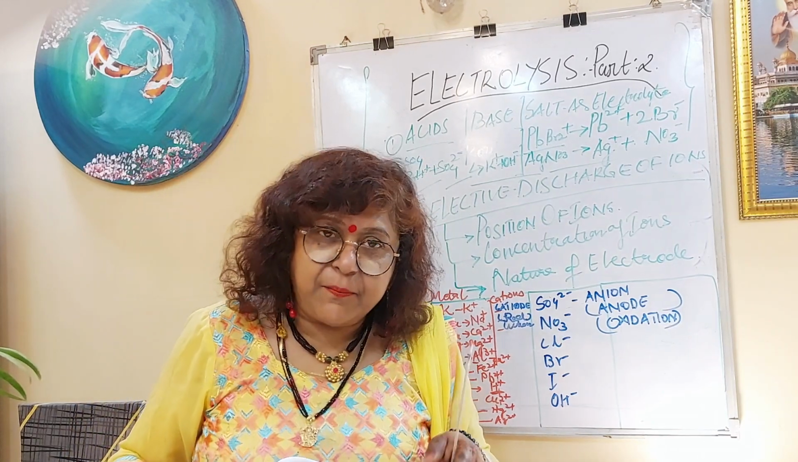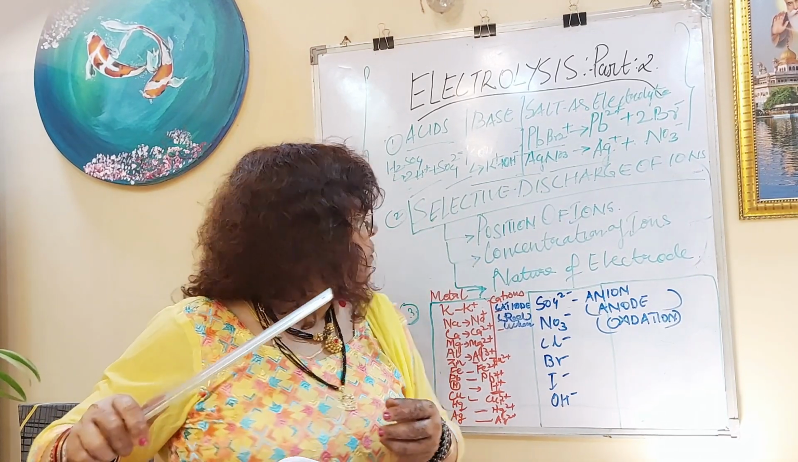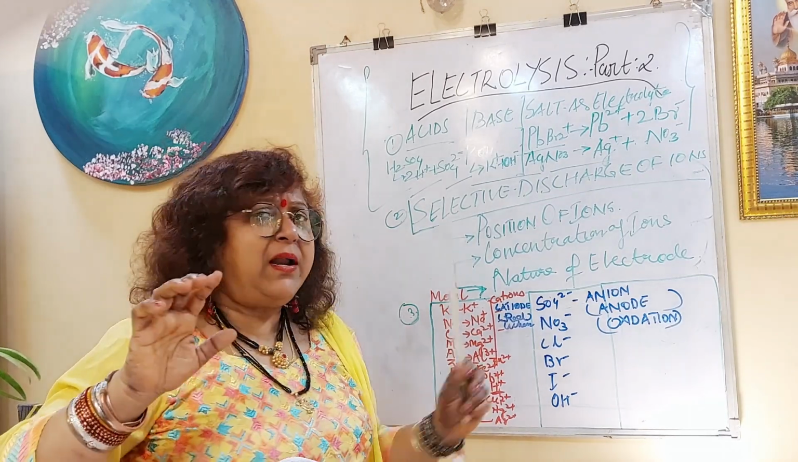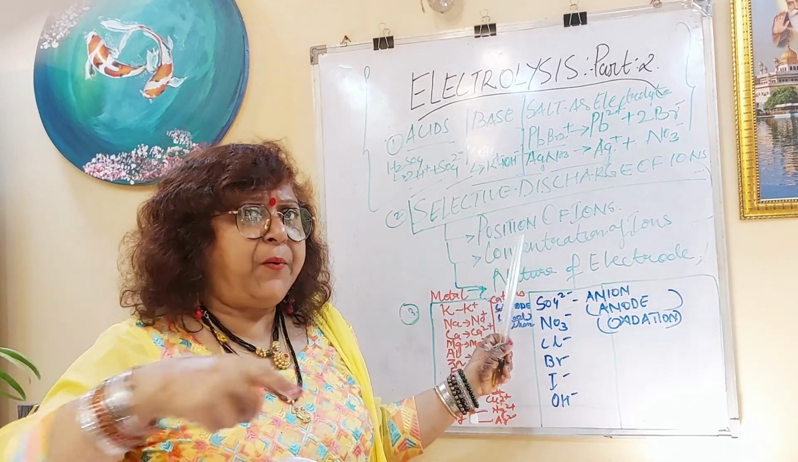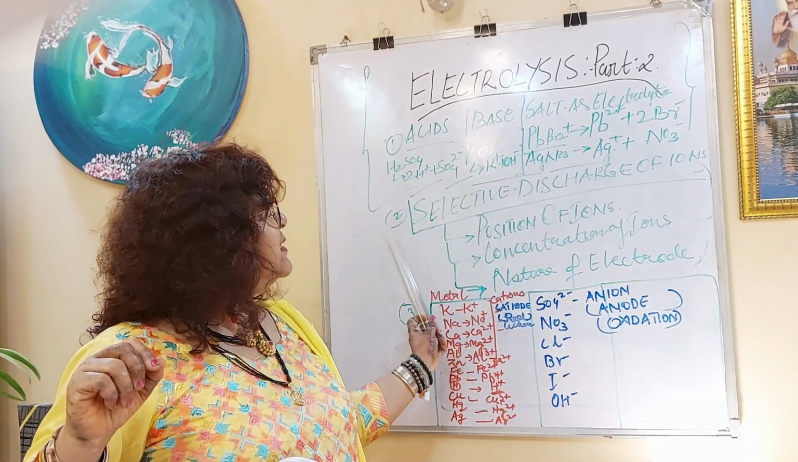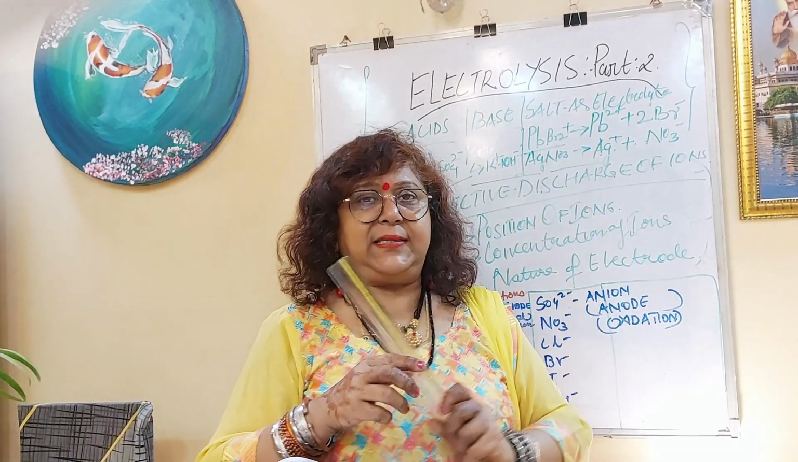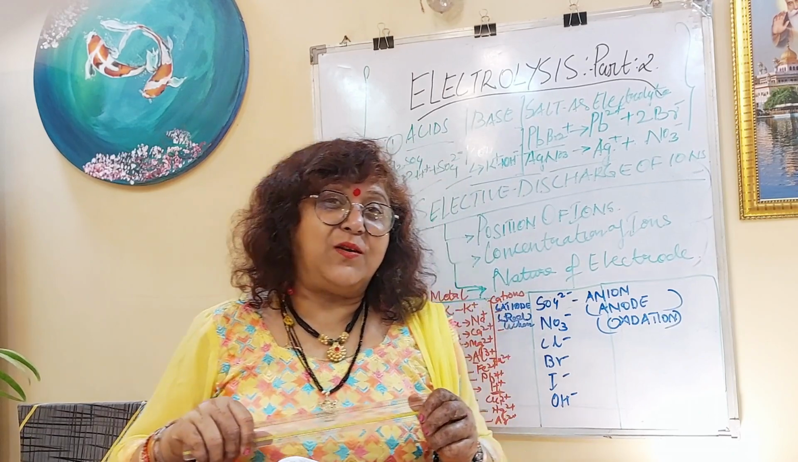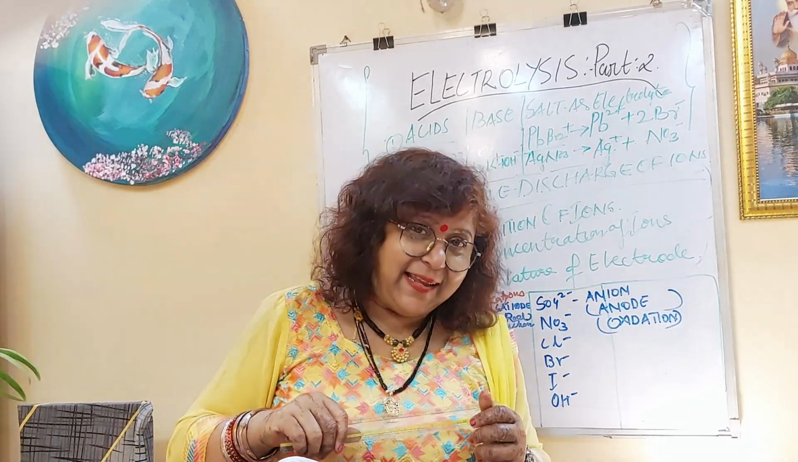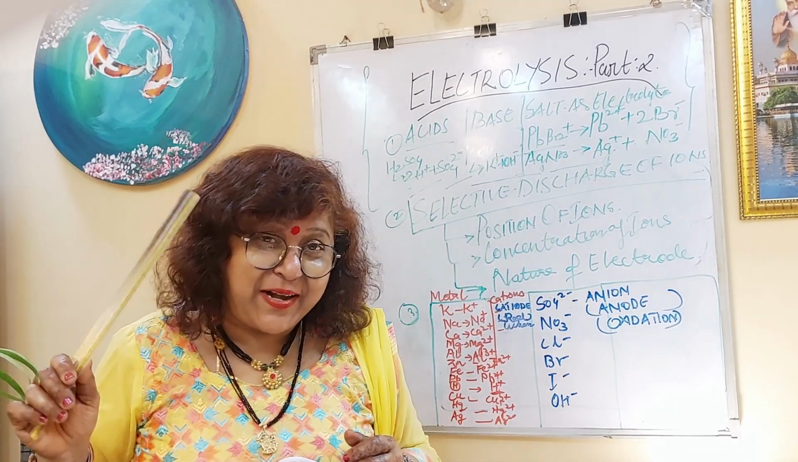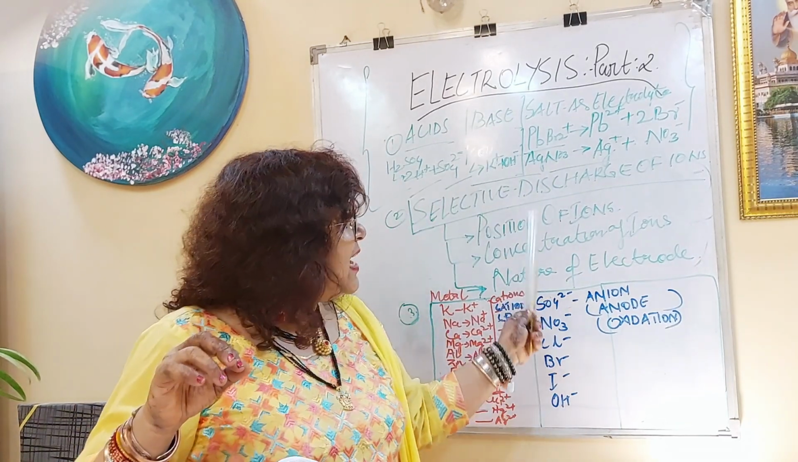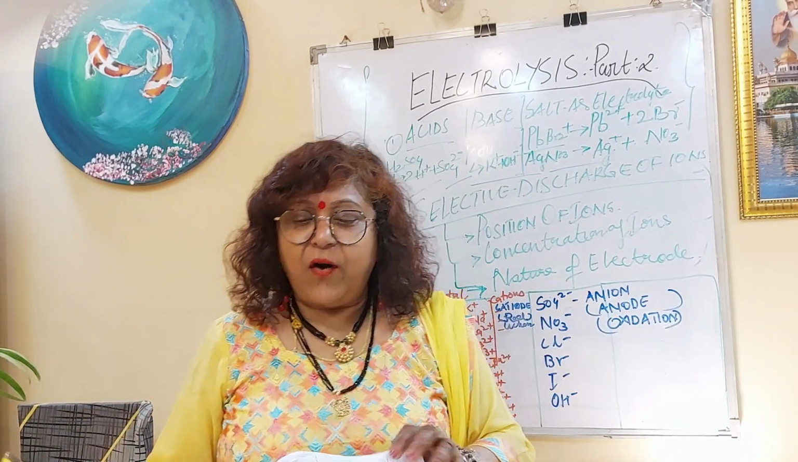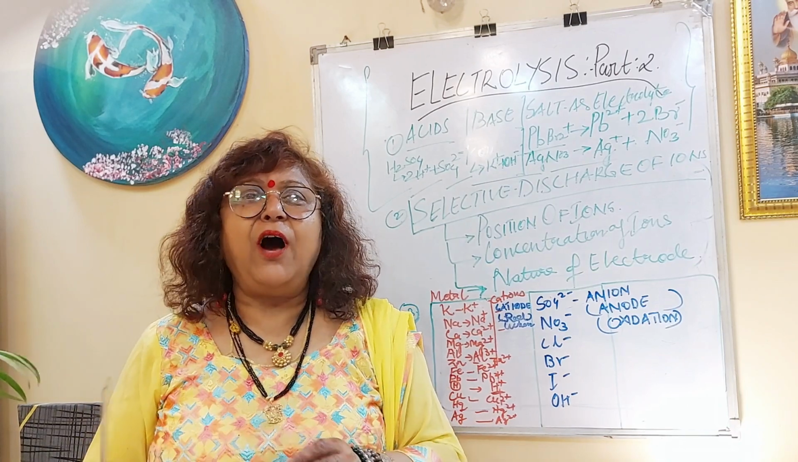Now please turn the page. Another important thing, and the word I have written here, which is very important in this part of the lesson, is selective discharge of ions. Like we had talked in osmosis, selective permeability, like that is selective discharge of ions. Now what is the selective discharge of ions? How will you define it?